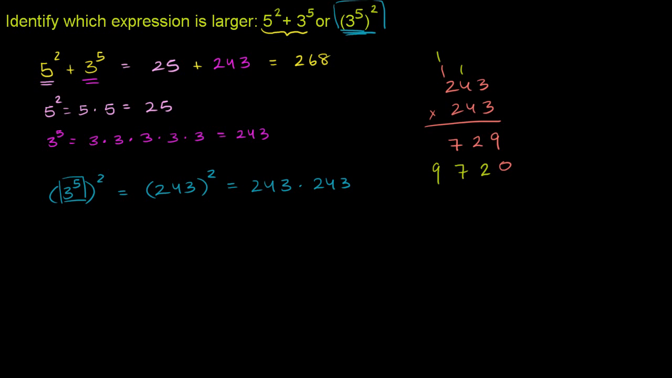Now let's do this last row over here. We have the 2's. We'll put 2 zeros here. 2 times 3 is 6. 2 times 4 is 8. 2 times 2 is 4. So let's add everything up.